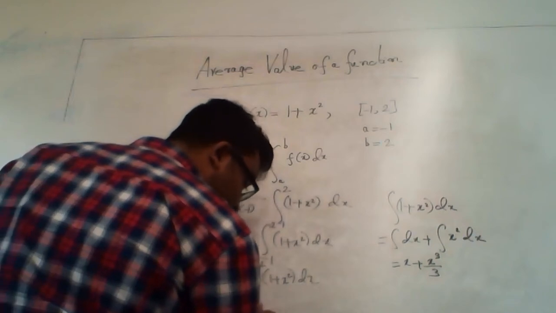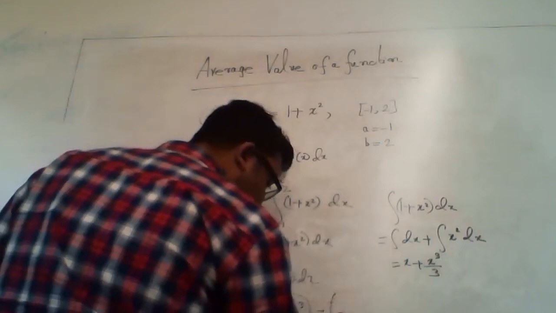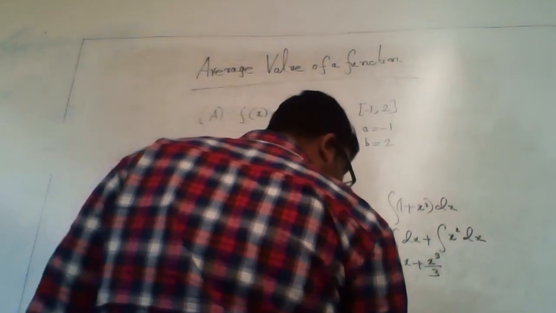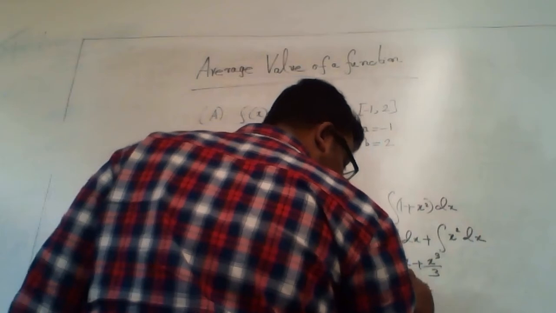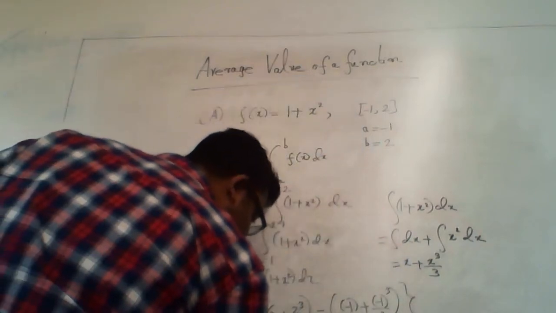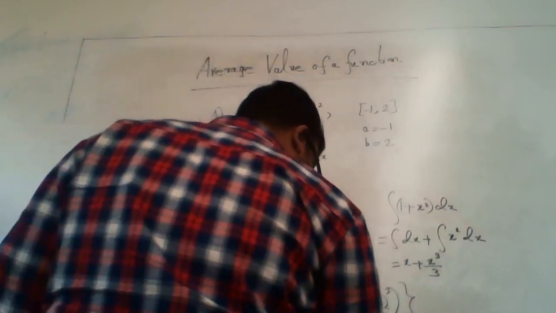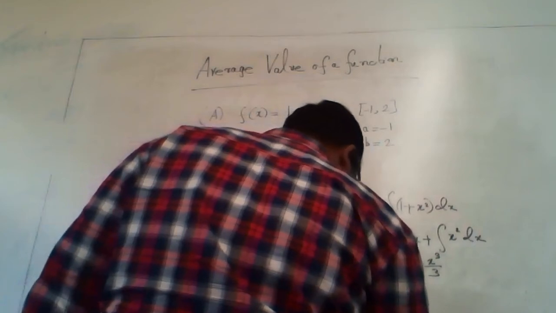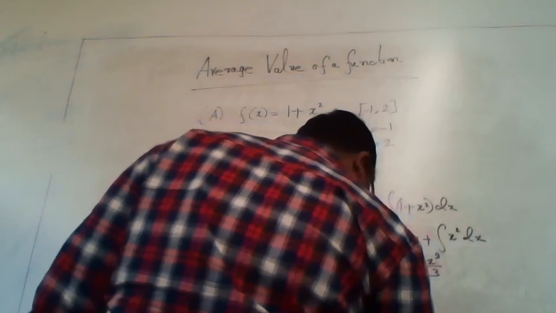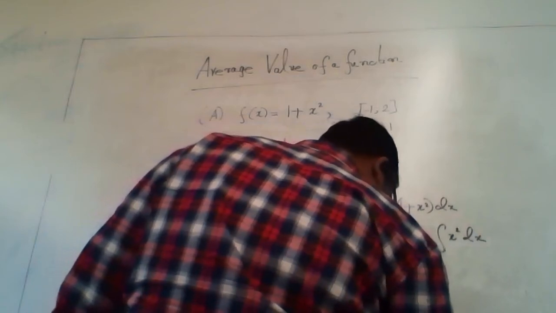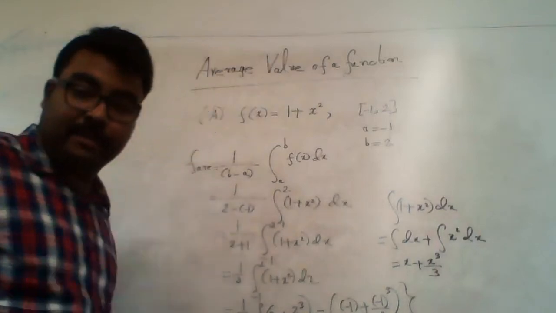If I put 2 in this expression, I get 2 plus 2 cubed by 3. If I put minus 1, I get minus 1 plus minus 1 whole cubed by 3. So I get 1/3 times, 2 plus 8 over 3 plus 1 plus 1/3. So I get 1/3 of 3 plus 9 over 3. So 1/3 of 3 plus 3, so 6 by 3. So I get 2 as the answer.